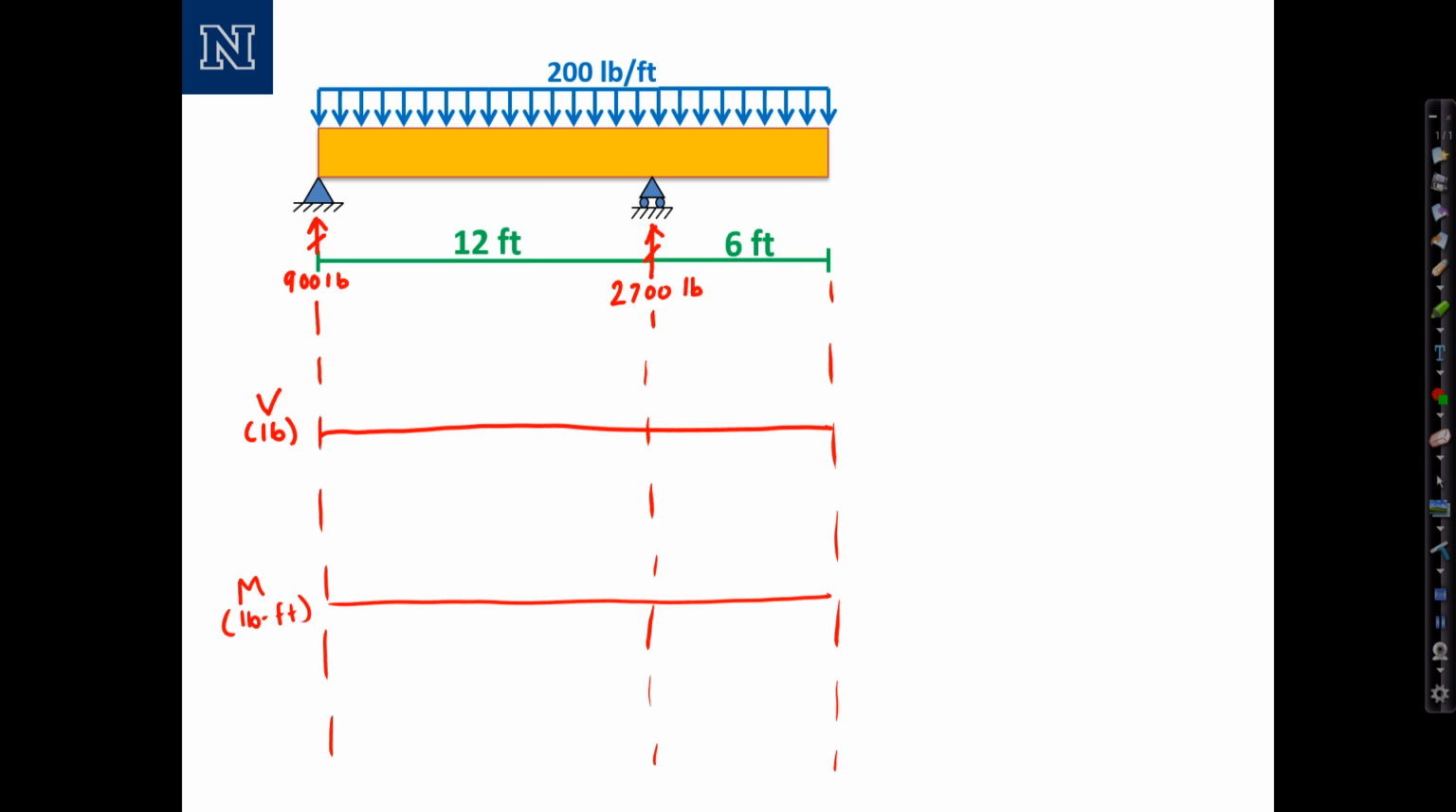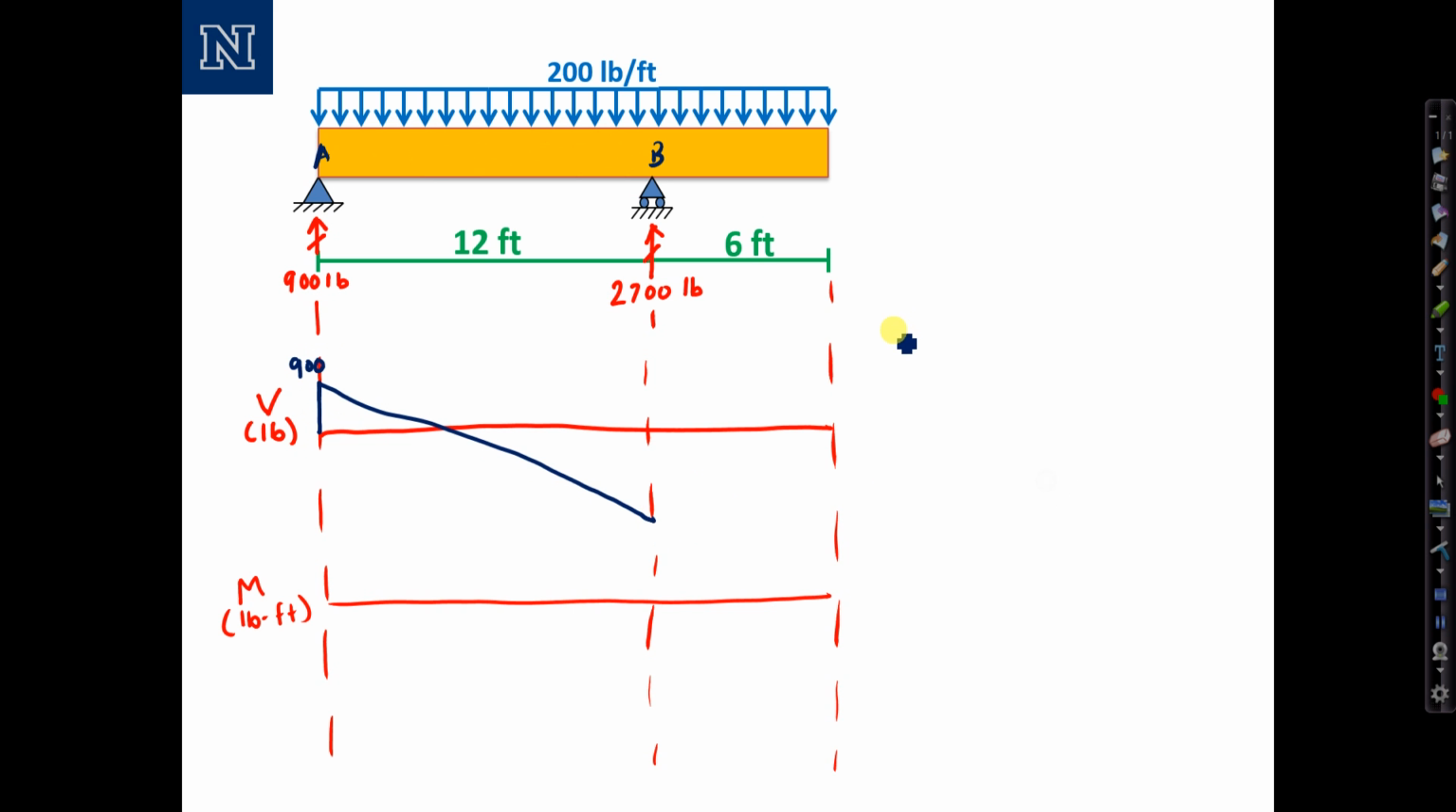Okay, so switching to a new slide, I've denoted my reactions, 900 and 2,700 pounds, at supports A and B. I've drawn the lines for my shear force and bending moment diagram and labeled them in the correct units. And now I'll proceed to draw the shear diagram. Starting from the left end, shear jumps up by 900. Because the distributed load is uniform and downward, the shear is going to decrease linearly. It looks something like that.